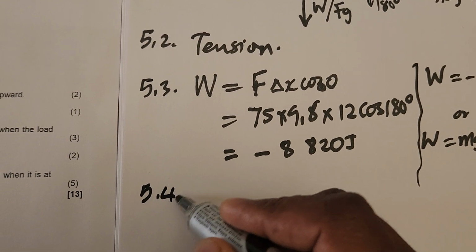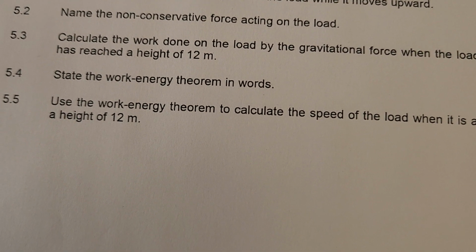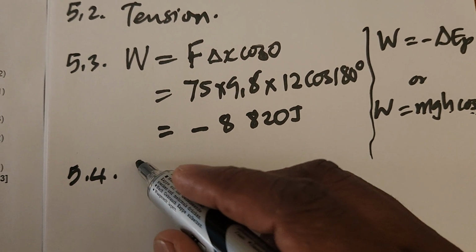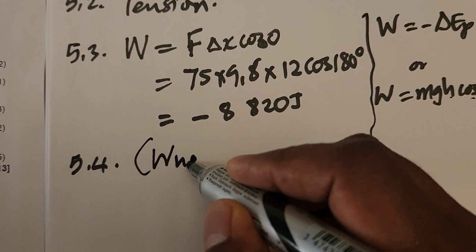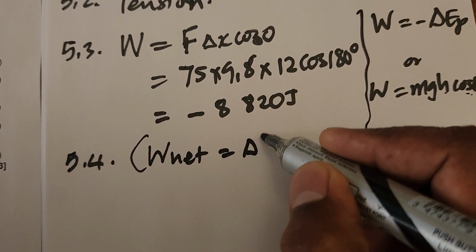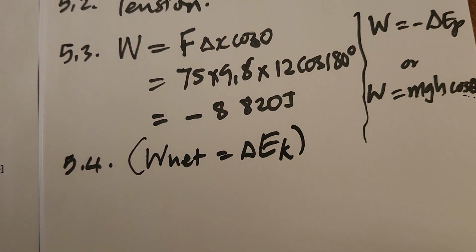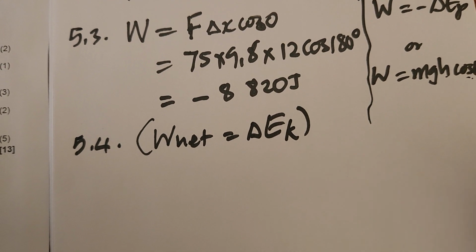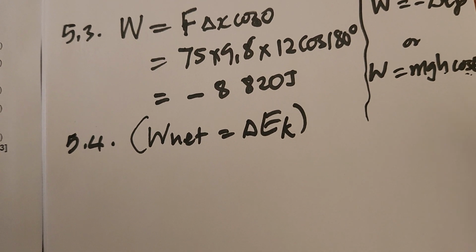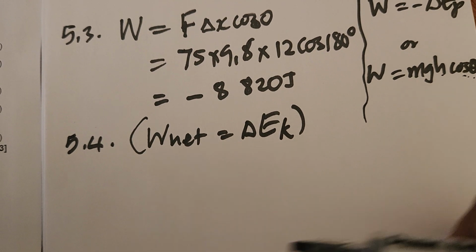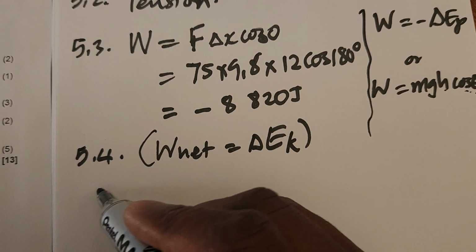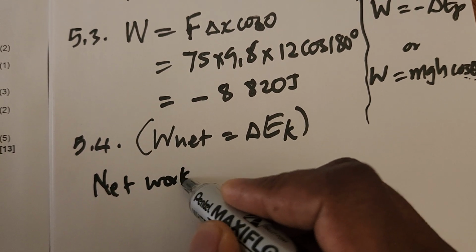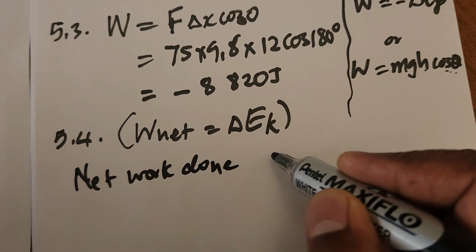Now 5.4, very simple. Now they say to us, state work energy theorem. Remember, when you're stating work energy theorem, we are guided by the work net equals to delta EK. That's the formula that is guiding us. Therefore, work net has got three expressions. You can go for work done by net force, or the total work done, or the net work done. So let's choose your net work done on an object.